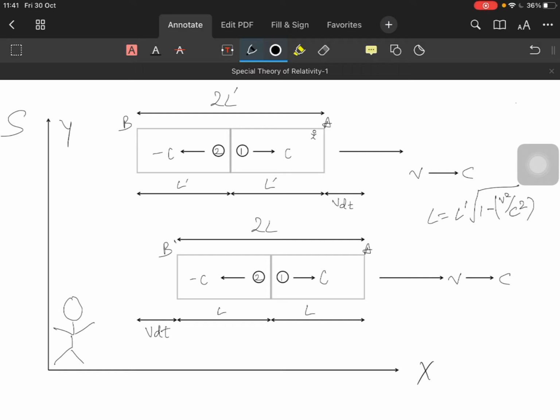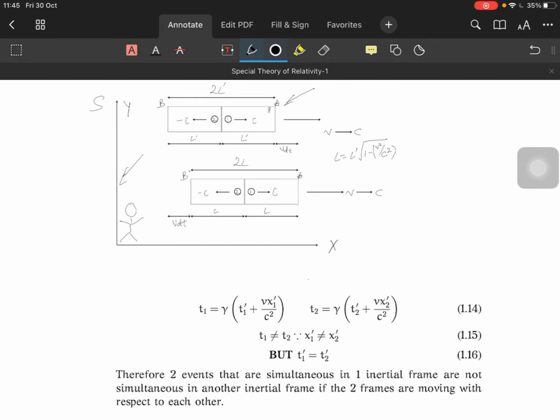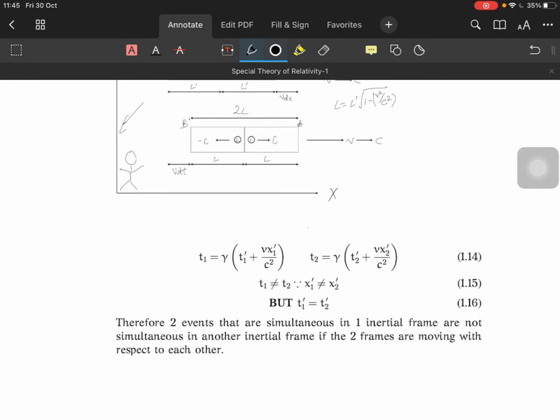This is because A is moving away from the light, whereas B moves towards it. So the events which seem simultaneous in one inertial frame, our train, are not simultaneous in another inertial frame, our platform. Here is a way we can calculate the time it takes for light to reach A and B with respect to the S frame. As you can see, T1 is not equal to T2, even though T1 dash is equal to T2 dash, mathematically proving that simultaneity is lost.